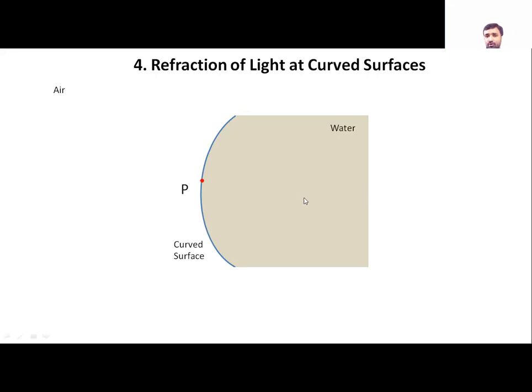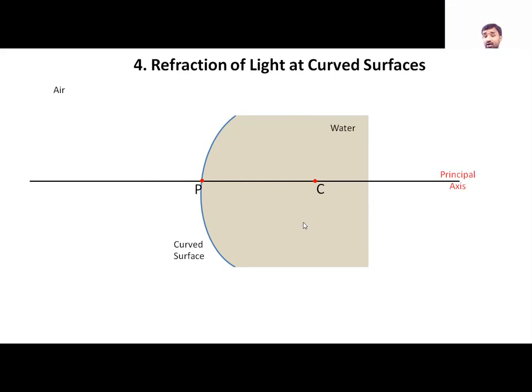Name the point as pole, P. Then identify its center and name it C. Then we need the principal axis. Connecting the pole and center of curvature is called the principal axis. Now I am targeting the light ray onto the curved surface. One is along the principal axis. Can anybody answer me? Its behavior.